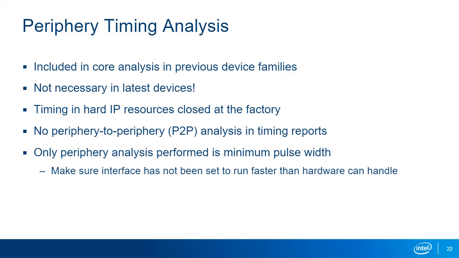In previous device families, periphery timing analysis was included with the core analysis. However, with Altera EMIF FM, periphery timing analysis is not necessary and not performed. The timing of the hard controller and PHY has been closed at the factory. You will not see periphery-to-periphery analysis in the timing reports, as you would have seen in previous devices. The only periphery analysis that is performed is a minimum pulse width check. This makes sure that the interface is not set up to run faster than the device can handle. Other than this, no periphery analysis is performed.